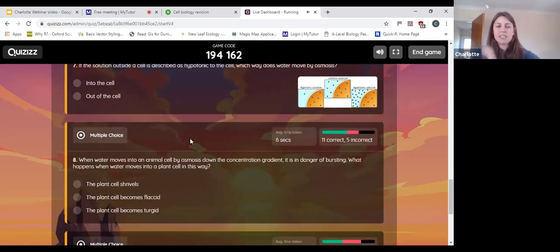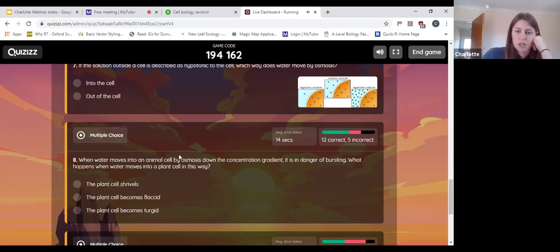means. Number 8 is linked to that. So when water moves into an animal cell by osmosis down the concentration gradient, the animal cell is in danger of bursting. If you remember, there's a diagram of red blood cells bursting. What happens when water moves into a plant cell in this way? Got 3 choices. The plant cell shrivels, the plant cell becomes flaccid, or the plant cell becomes turgid. You need to pick one of those.